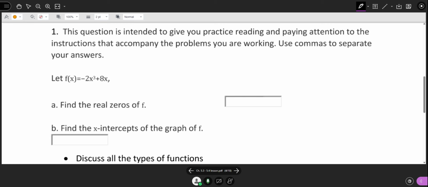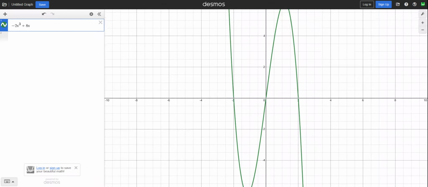So -2, 0, and 2. Notice it crosses at -2, 0, and 2. These are what's called zeros. But if you put it in as ordered pairs, these are called x-intercepts. Same information, but the look of them is absolutely different.